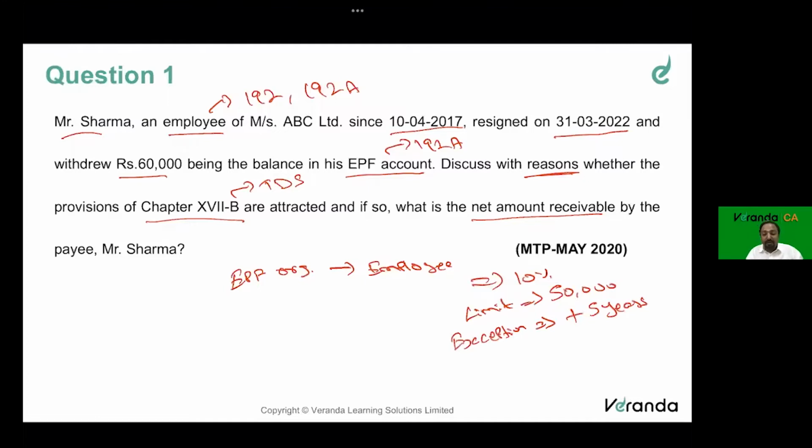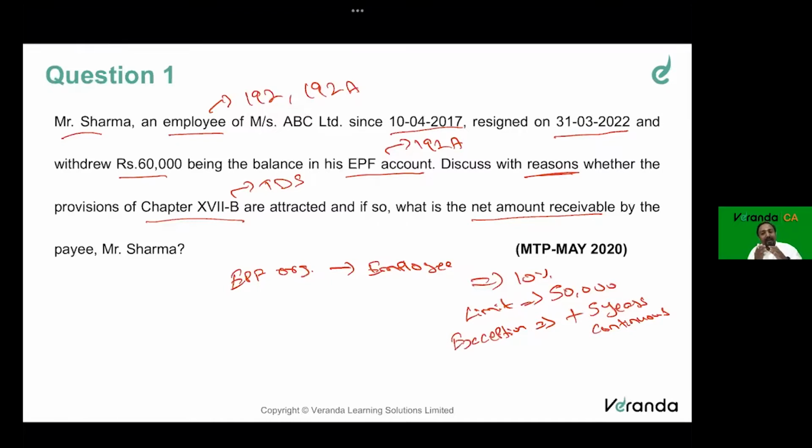When they use this word 5 years, they are using the word continuous. They are trying to say that if an employee is continuously working for a period of 5 years or above, then this TDS is not applicable. So it's an exclusion that we are talking about here.